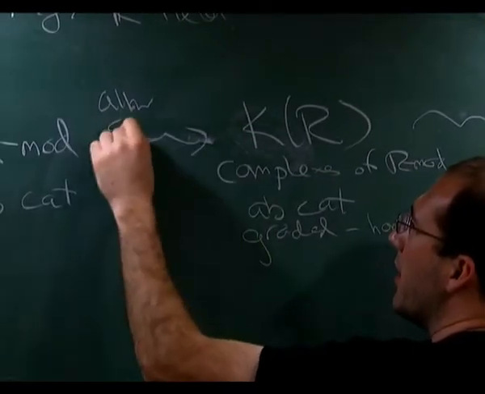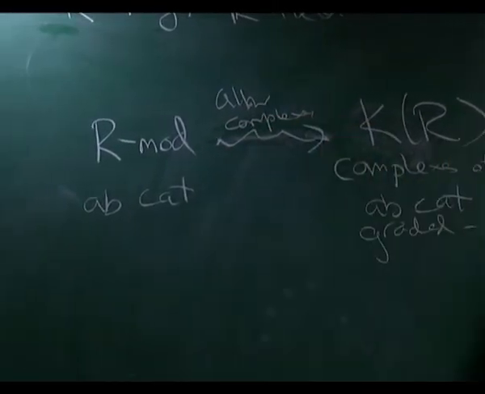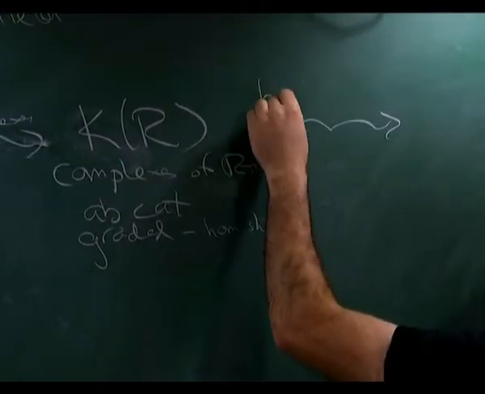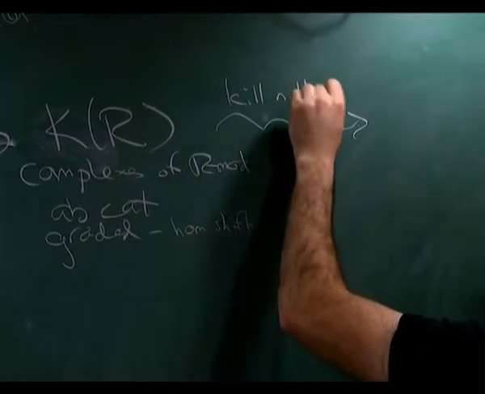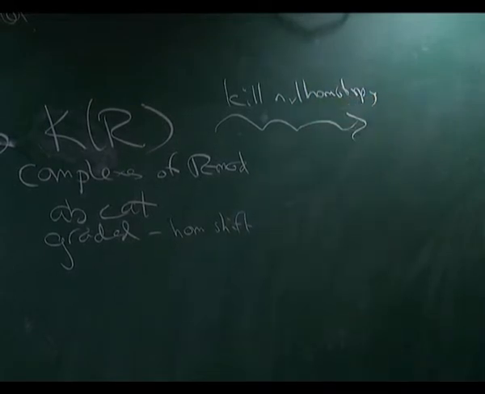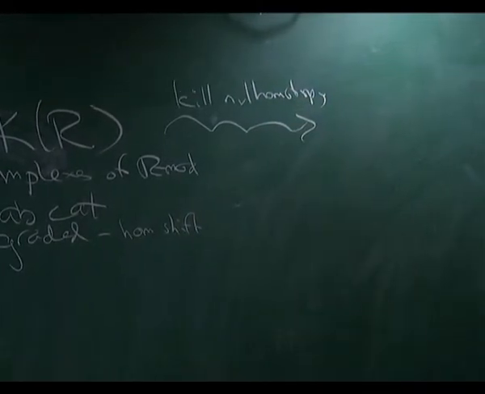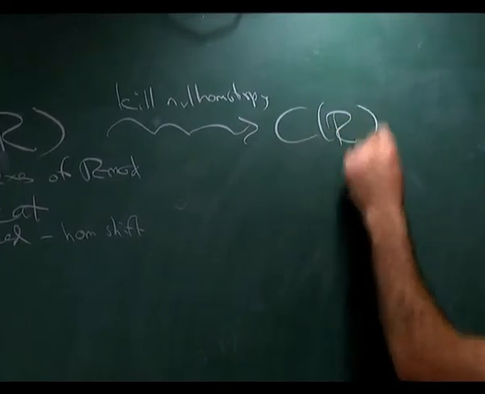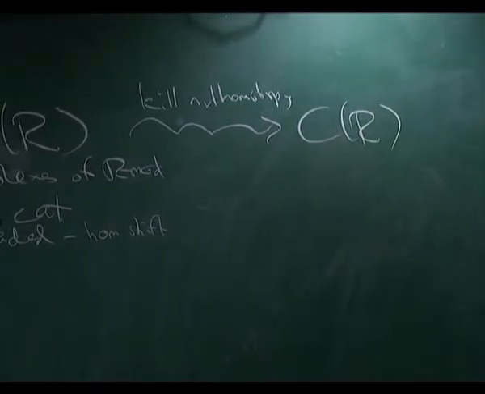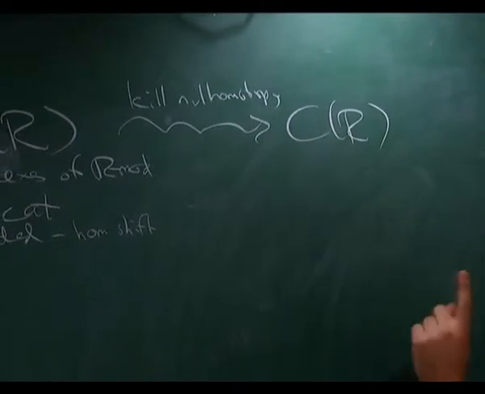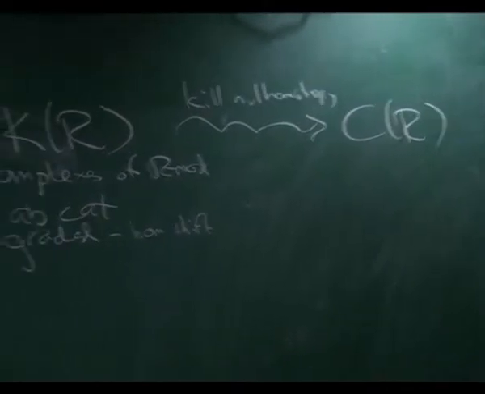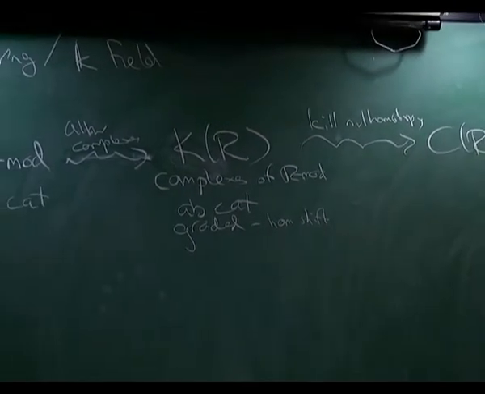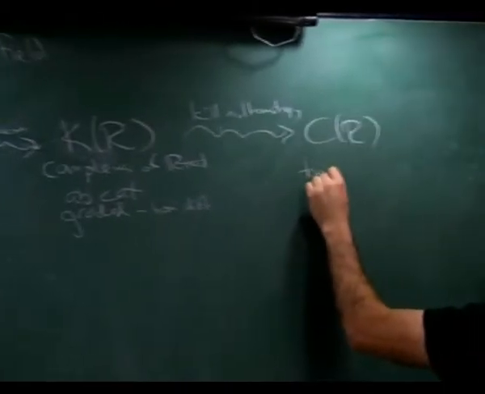Okay. Now the next thing you do after that, so allow complexes, is this step. The next step is kill null homotopy. So there's this notion of a homotopy between complexes, and we'll go into this in more detail. But when you kill maps that are null homotopic, you get some sort of quotient category, the homotopy category of R. This category is no longer abelian. Okay? There are no kernels and cokernels. This doesn't make sense when you kill homotopy. But it is something called triangulated.